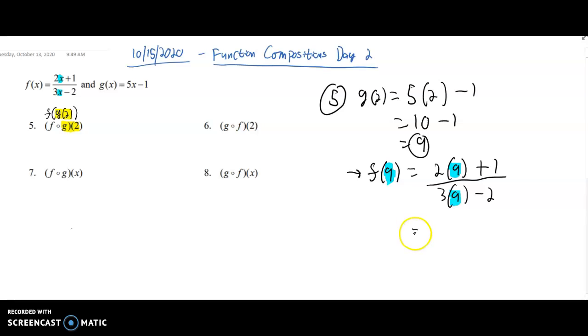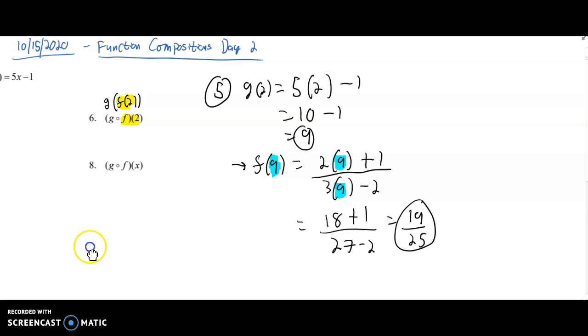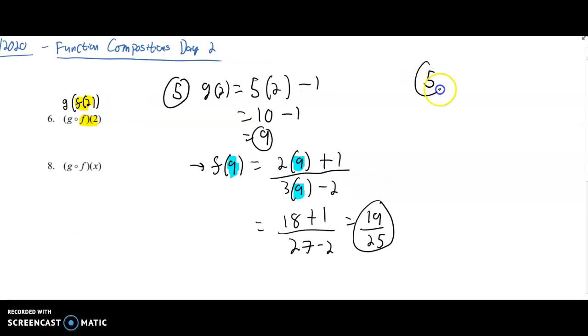And now we just simplify. So I got 18 and 1, 27 minus 2. And our final answer is 19 over 25. Alright, let's look at part B. Another way to write this is g of f of 2. Again, the inner one is still the one closest to the number. So we want to do f of 2 first.